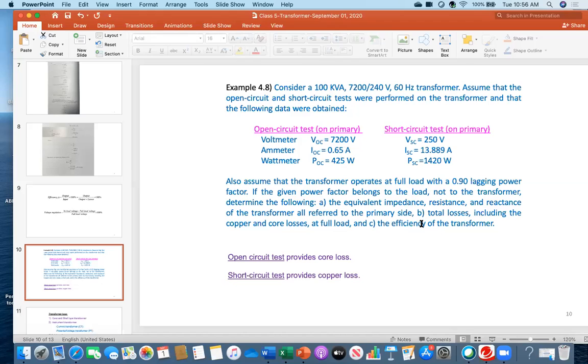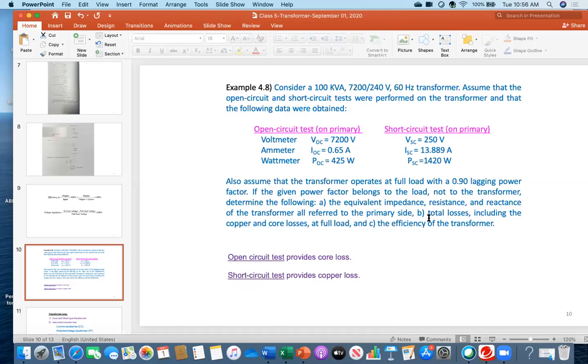Now, for part B, what is the total losses? That includes copper and core losses. You will just be summing up these two readings. This is the wattmeter reading for the open circuit test, meaning that 425 is the core loss. That's why once again I have written that the open circuit test provides core loss. You will directly take this reading as the core loss value. And this reading, the short circuit test, provides copper loss. This reading, 1420 watts, is directly the copper loss value.